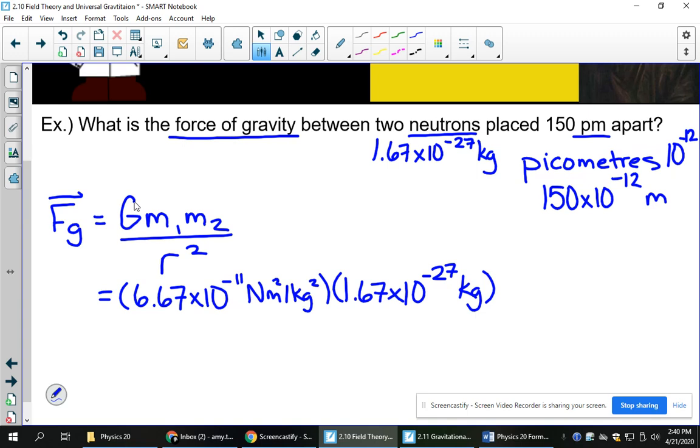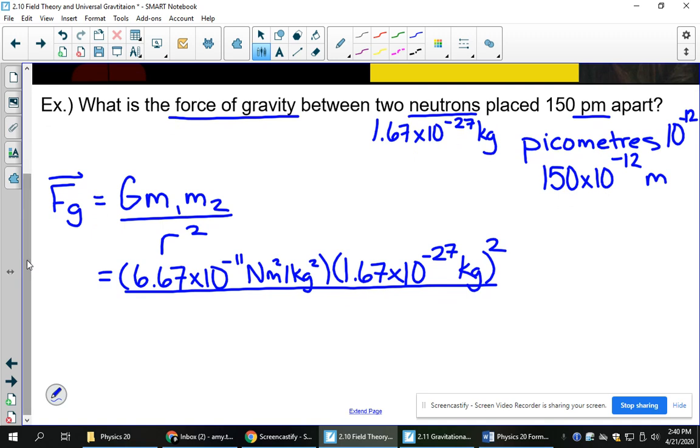Can you think of a shortcut instead of me writing this number an entire other time to multiply? That's the same as squaring. It doesn't work for every question. It only works because the masses are exactly the same. It's two neutrons, which weigh the same amount. So in this case, I can just square the 1.67 times 10 to the negative 27. Here's my 150 picometers on the bottom, and squared. Pause the video, enter it in your calculator, and make sure you can get my answer.